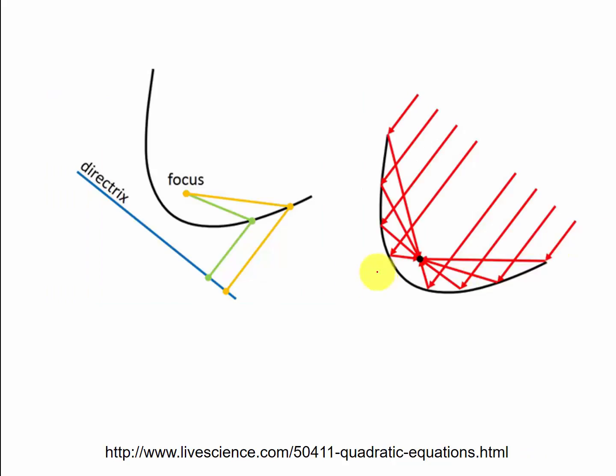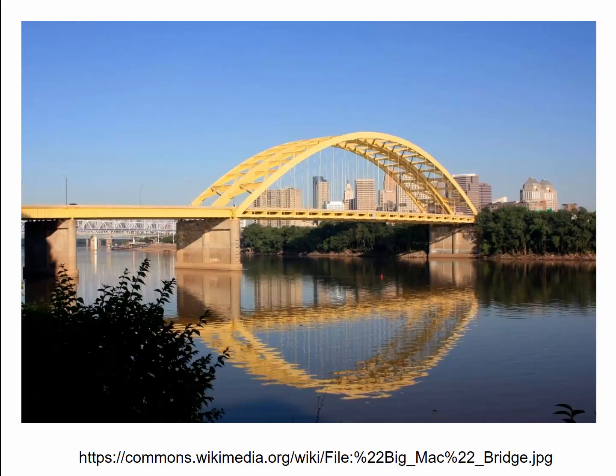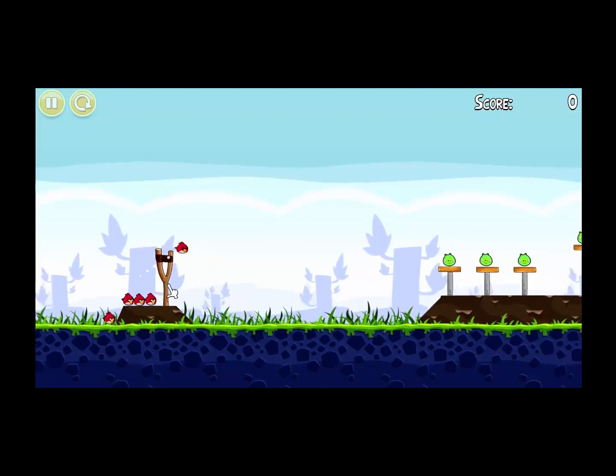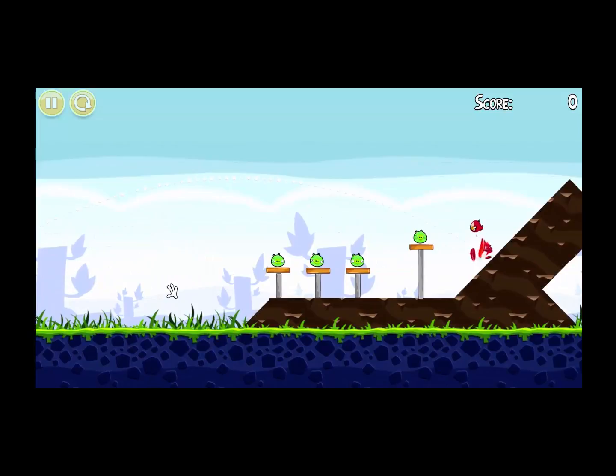And the reason for that is one of the properties of a quadratic shape called a parabola is it focuses these rays all at one point. Many bridges have quadratic patterns, and of course this is the Big Mac bridge, and quadratic patterns can even be found in video games. You probably played this game before, Angry Birds. The path of the bird follows a parabola.